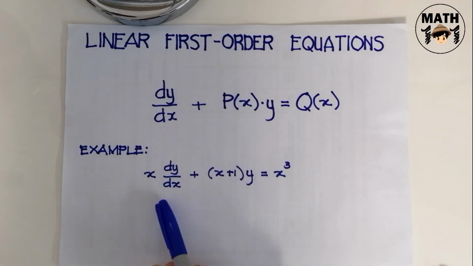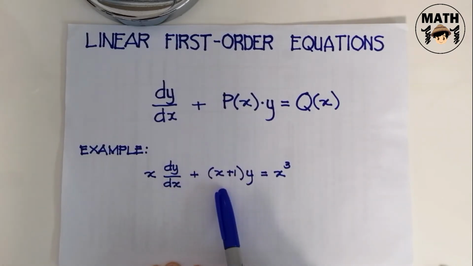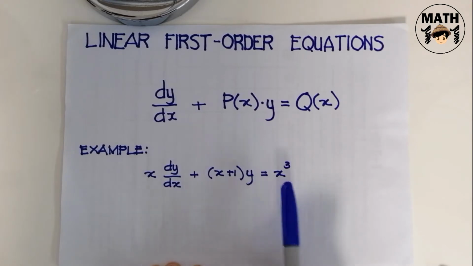An example is x times the derivative of y with respect to x plus (x plus 1) y equals x cubed.